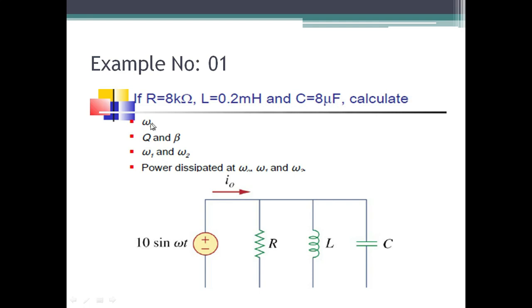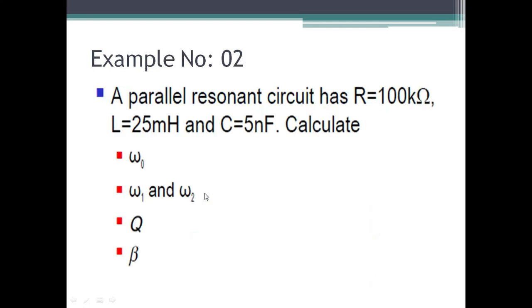So calculate the angular frequency omega 0, quality factor Q, bandwidth beta, lower cutoff frequency omega 1, upper cutoff frequency omega 2, and power dissipation at all of those, that means at the angular frequency, upper cutoff frequency, and lower cutoff frequency. With the help of all the above equations, we easily calculated all the parameters.